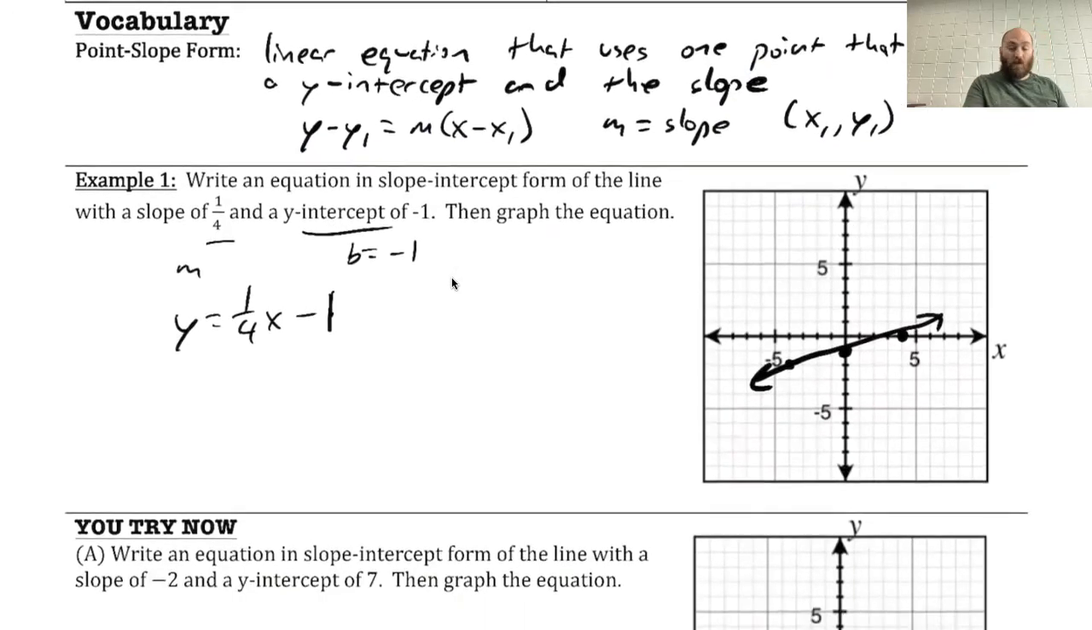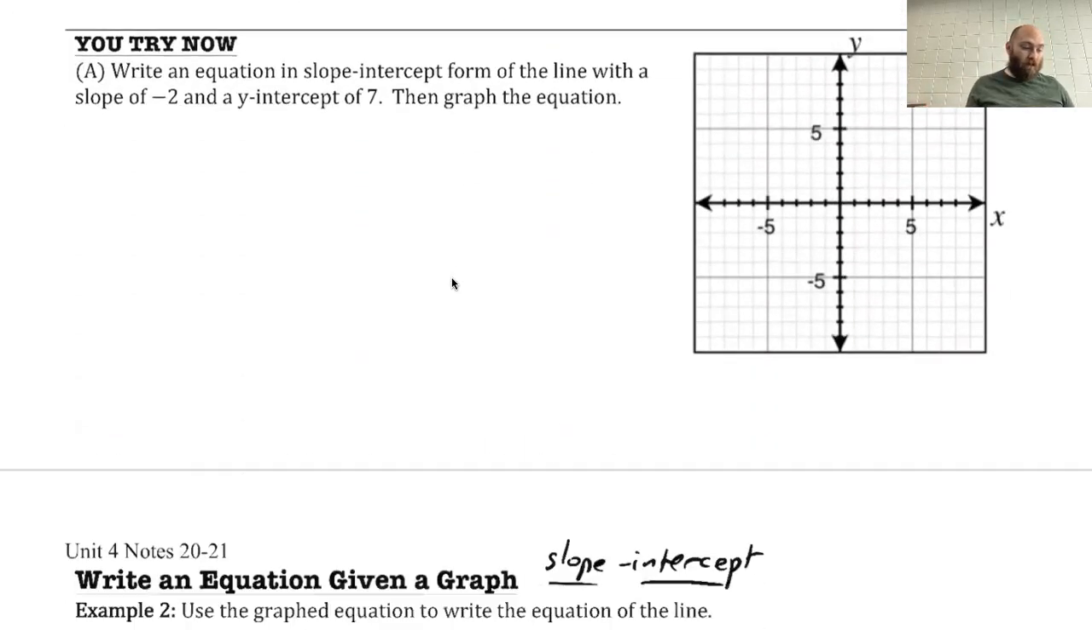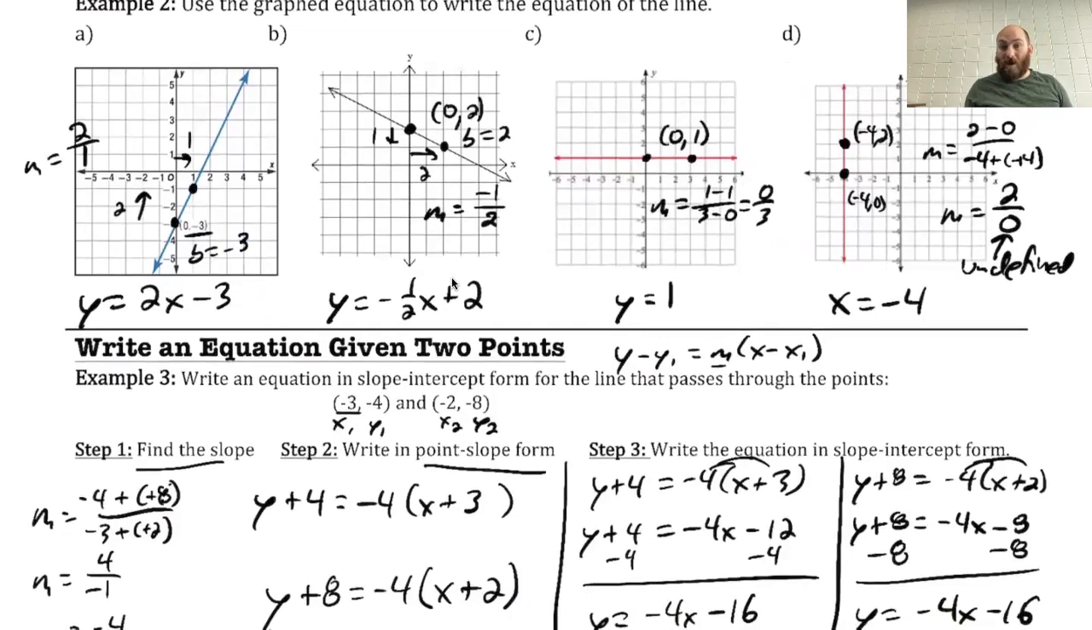Okay, and then we practiced writing our equations based on graphs and based on tables and other stuff. All right, that's it.